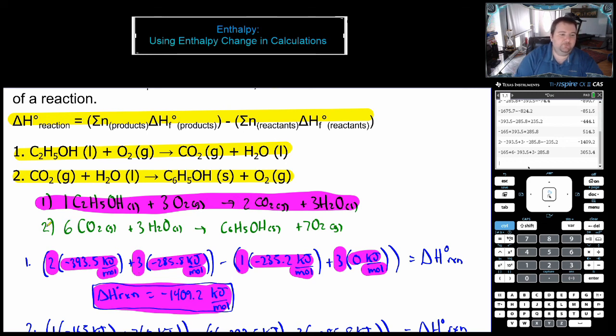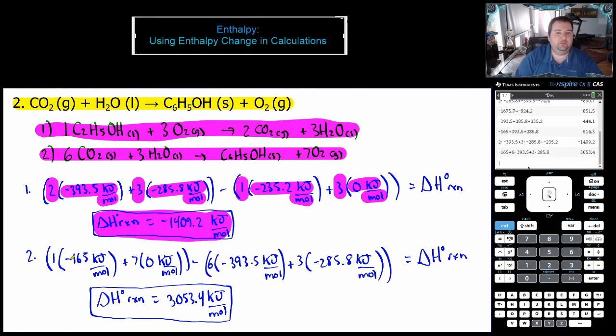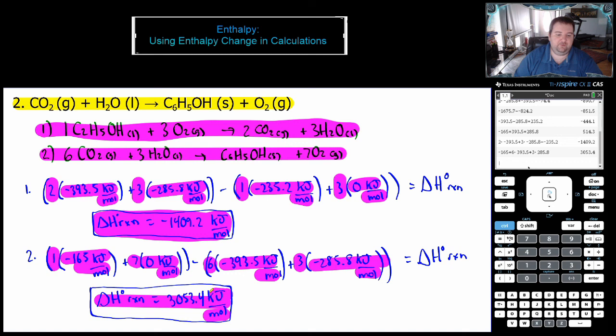In the second reaction, you would have found the leading coefficients to be 6, 3, 1, and 7. And those are going to be used in your problem. So first, there's 1 mole of phenol. There's 7 moles of oxygen. There's 6 moles of CO2 and 3 moles of H2O. Add them all together, and you get your delta H, standard enthalpy of the reaction is 3053.4 kilojoules per mole.